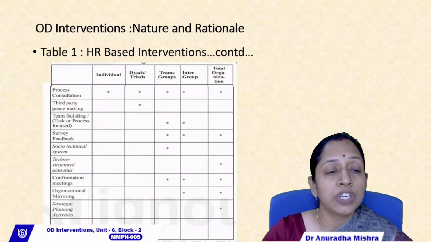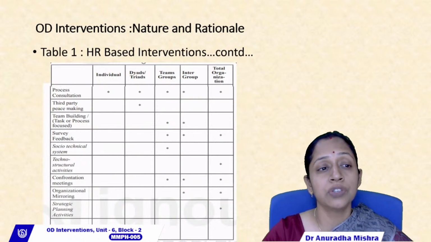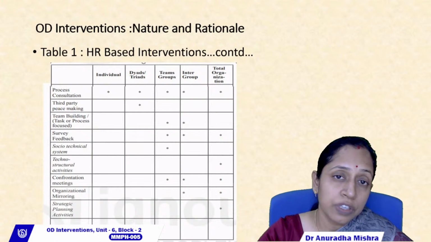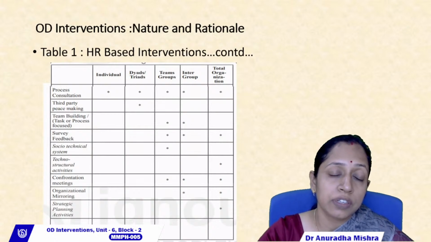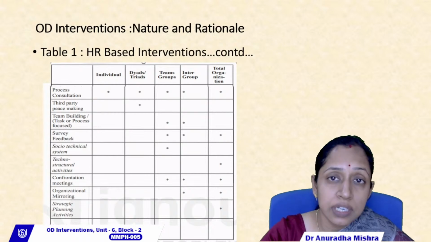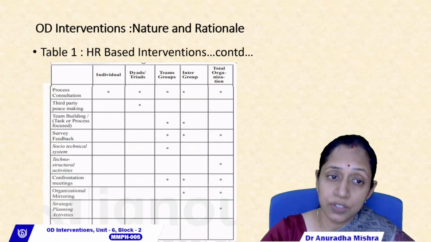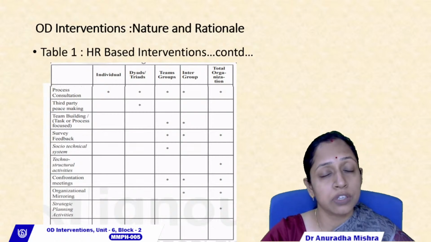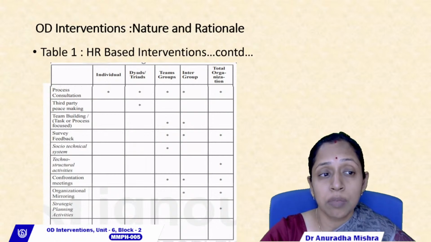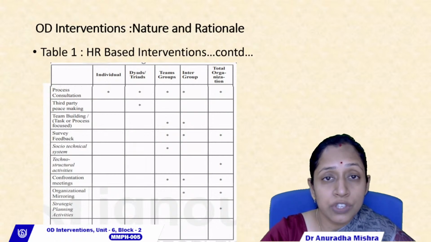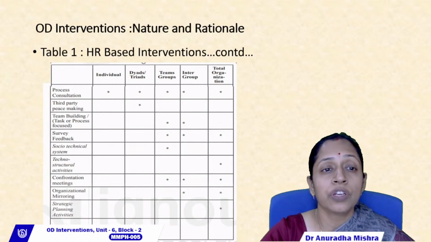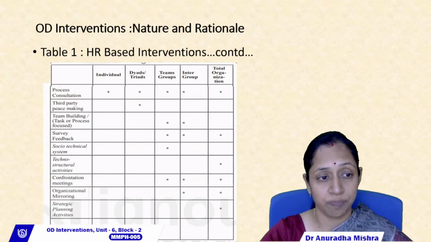Here again some HR based interventions continue. First, process consultation, which focuses on individuals, triads, team groups, intergroups, and the organization. Then the HR intervention of third party peacemaking focuses on dyads and triads.